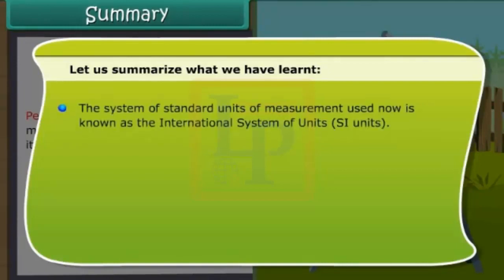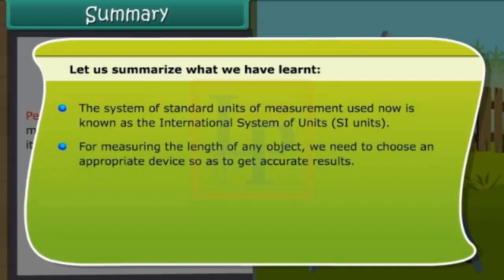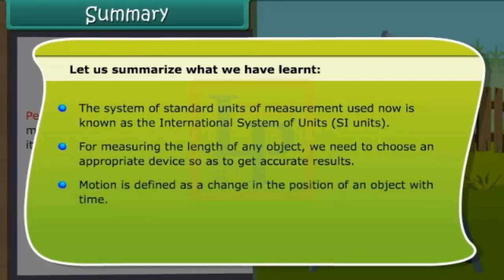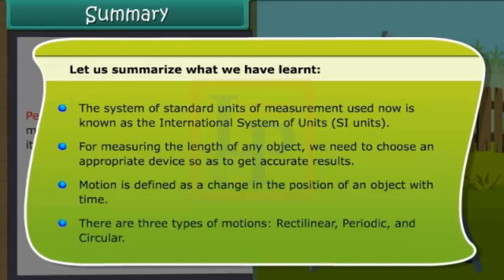The system of standard units of measurement used now is known as the International System of Units or SI units. For measuring the length of any object, we need to choose an appropriate device so as to get accurate results. Motion is defined as a change in the position of an object with time. There are three types of motions: rectilinear, periodic, and circular.